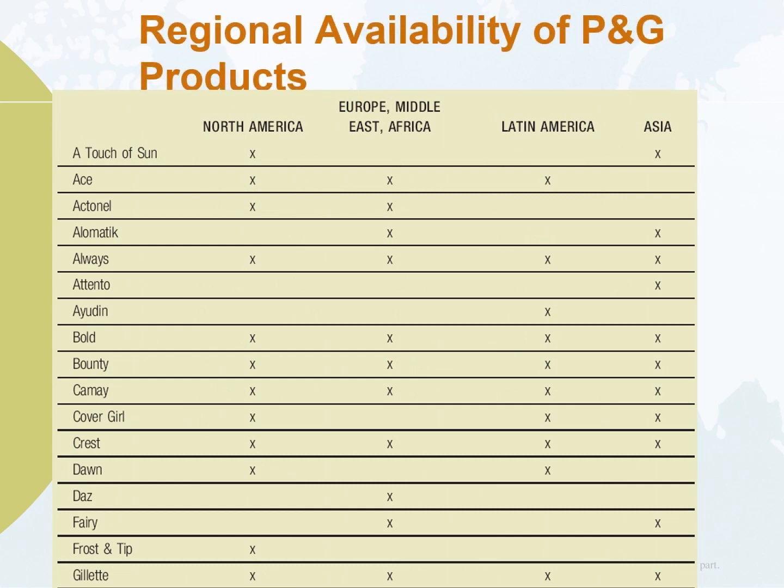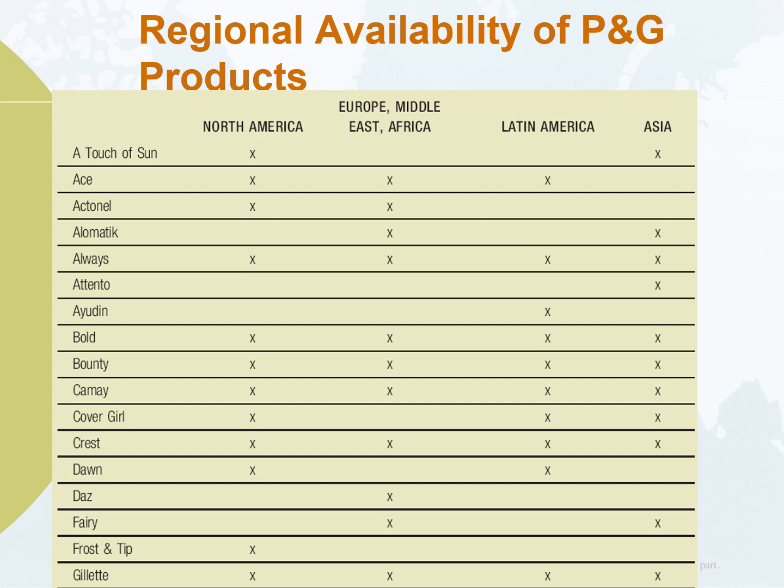This is an example of how Procter & Gamble products are available in different regions of the world. For example, a touch of sun is only available in North America and Asia. Ace is available in North America, Europe, Latin America, but not in Asia. Ethanol is available in North America and Europe, but not Latin America and Asia. But some are available in all regions. You can see their offerings.